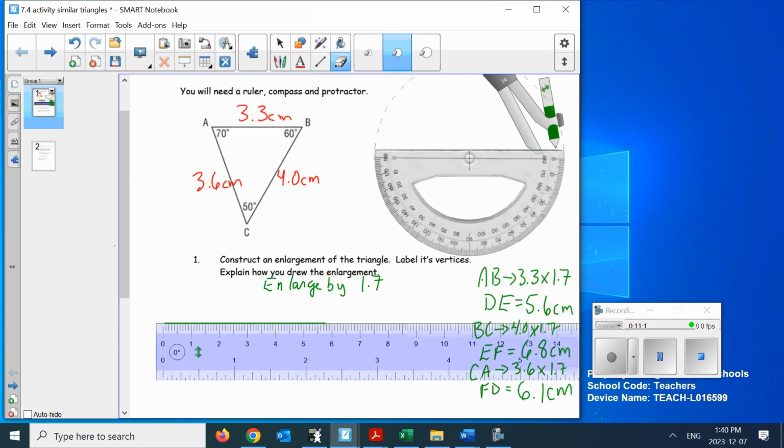That one went over just a touch, so I'm going to adjust. My ruler matched up there. Okay, there's my 5.6, and I'm going to call that DE. Are you guys good?